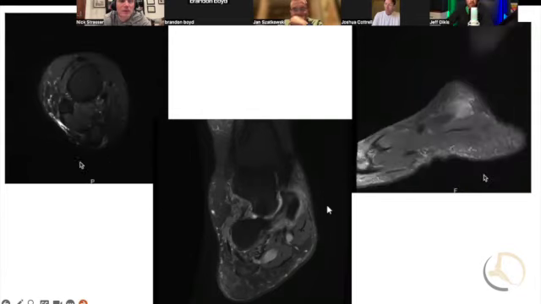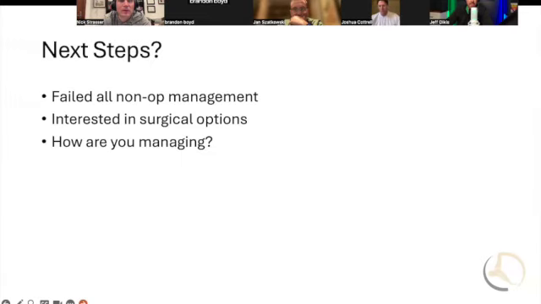All right, so I'll skip back ahead. She's failed all her non-op management. She's interested in surgical options. She's got a flexible flat foot. How are y'all managing this? What's your guys' approach to this patient? She doesn't have a ton of uncoverage. She's got posterior tibial tendinosis with some fluid around it. Doesn't look awful, but maybe not totally normal either.